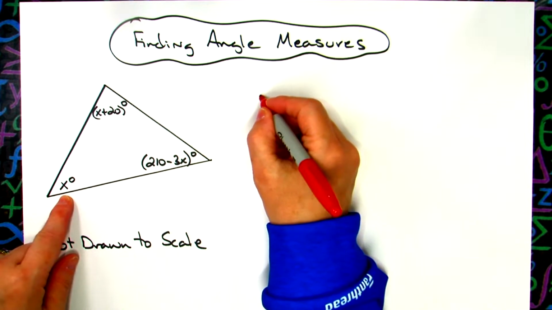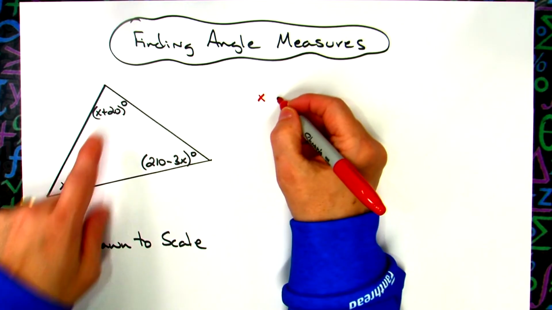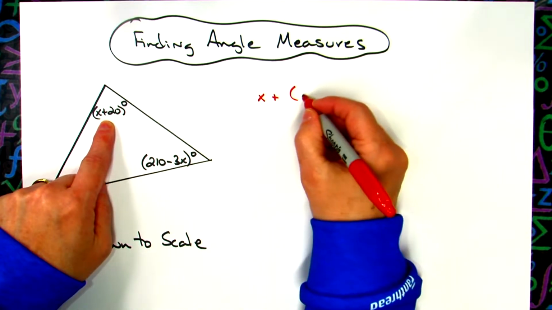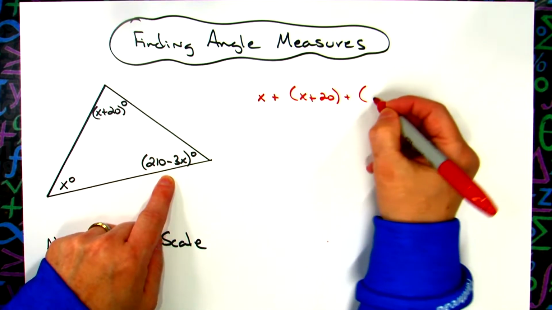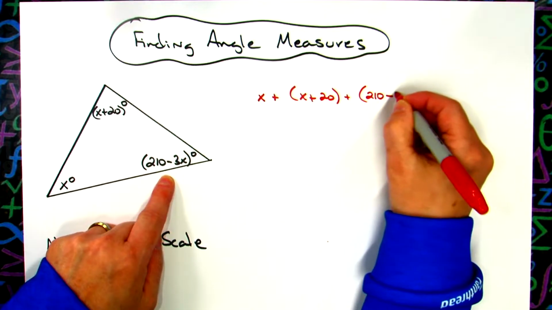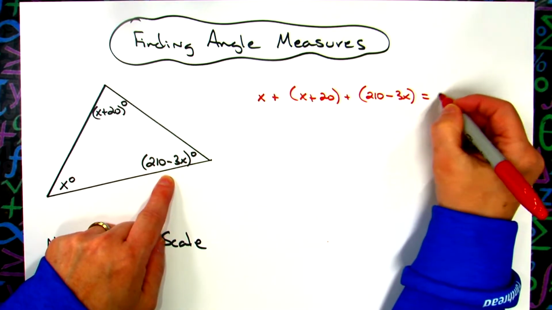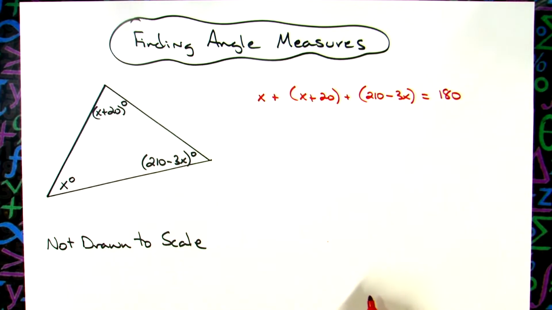So we're going to take the first angle right here, which is x. We're going to add to that the second angle, x plus 20. And we're going to add to that then the last angle of 210 minus 3x. And we're going to set that equal to 180 degrees. Okay, now we're just going to go ahead and solve for x.